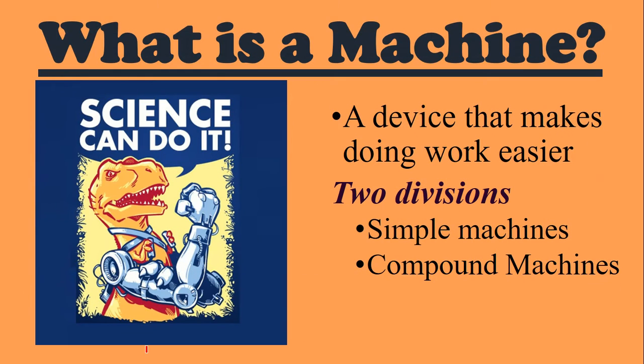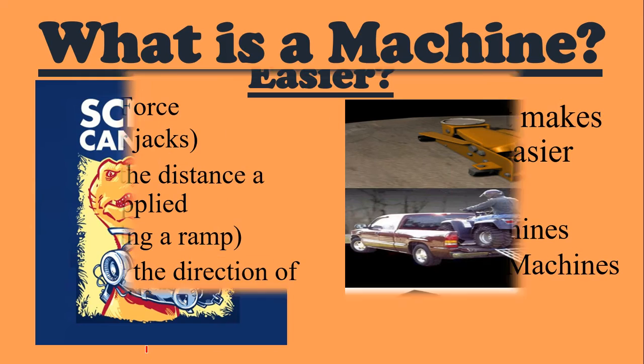Let's get into it with what is a machine. A machine is a device that makes work easier. Work easier. All right. Think about it. What in your life makes you doing stuff easier? Like opening a doorknob. All right. Now, there's two divisions of a machine. You could have simple machines and you can have compound machines. And we're going to talk about those in another video. We're just going to talk about some basic stuff here.